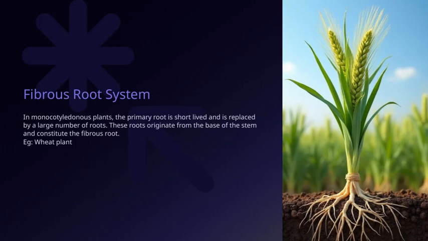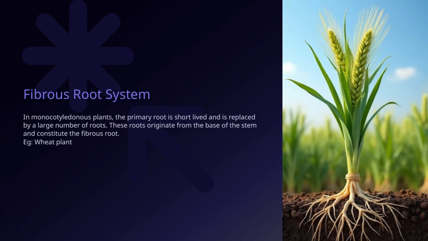In monocotyledonous plants, the primary root doesn't stick around for long. Instead, it's quickly replaced by a large number of roots that all work together. These roots typically originate from the base of the stem, forming what we call a fibrous root system. A great example of this is the wheat plant.